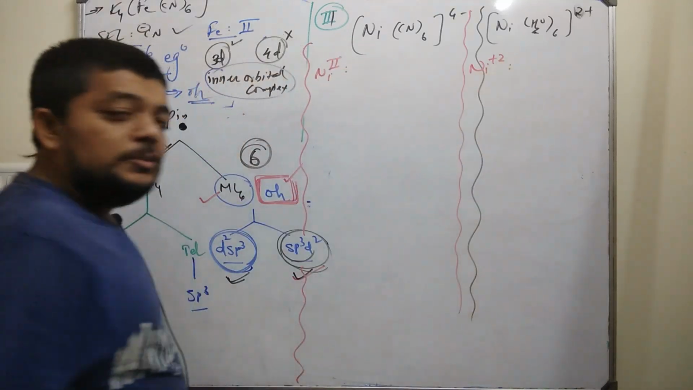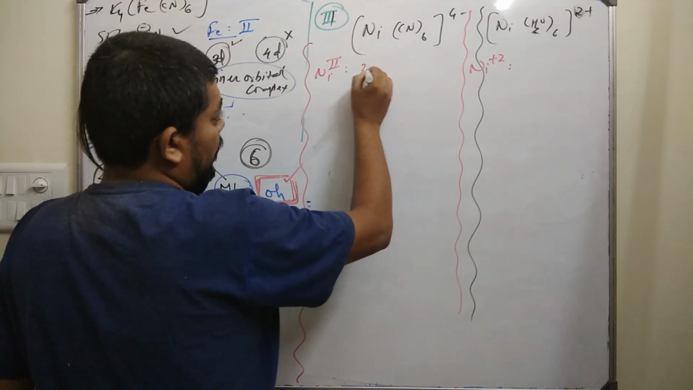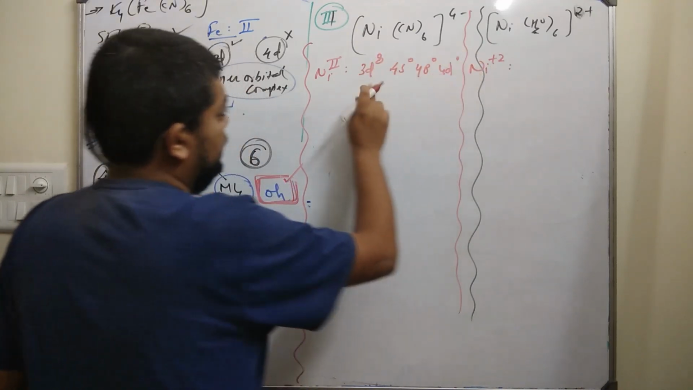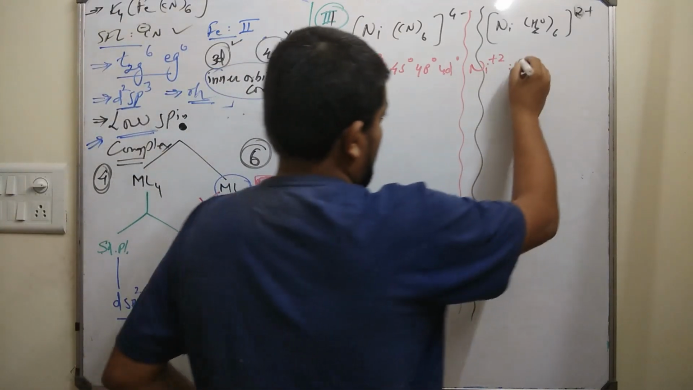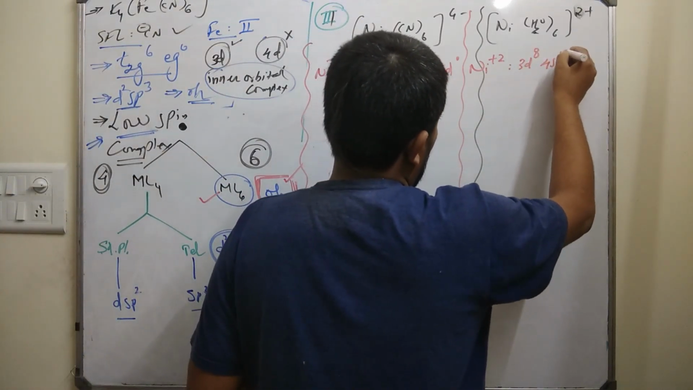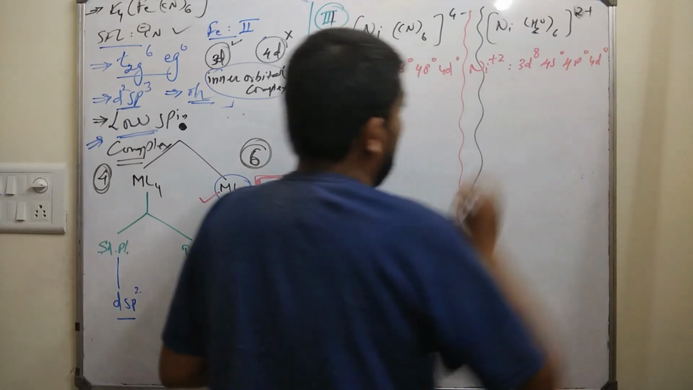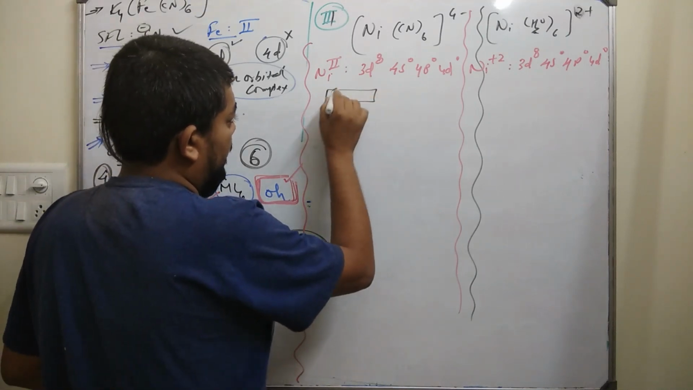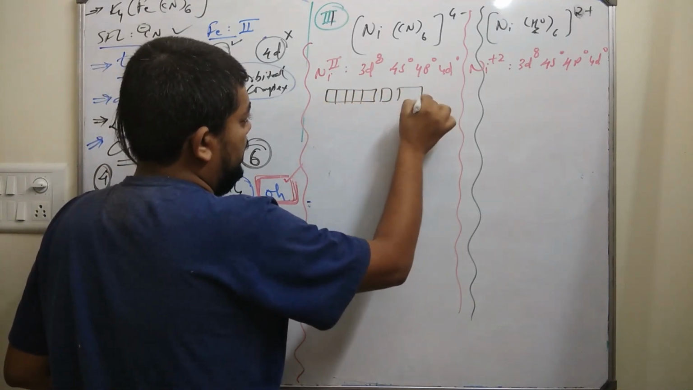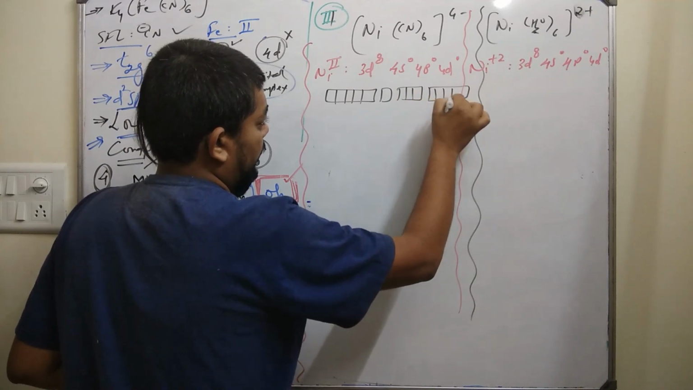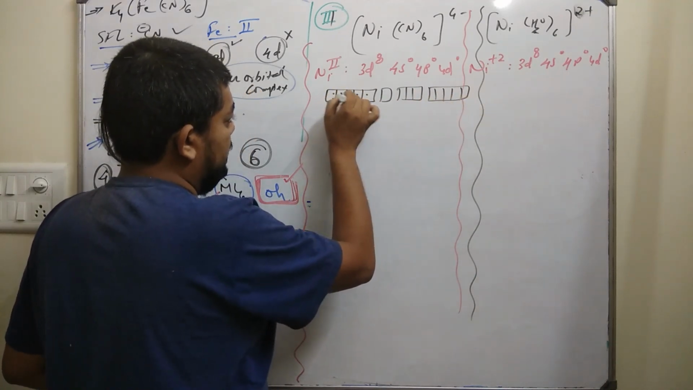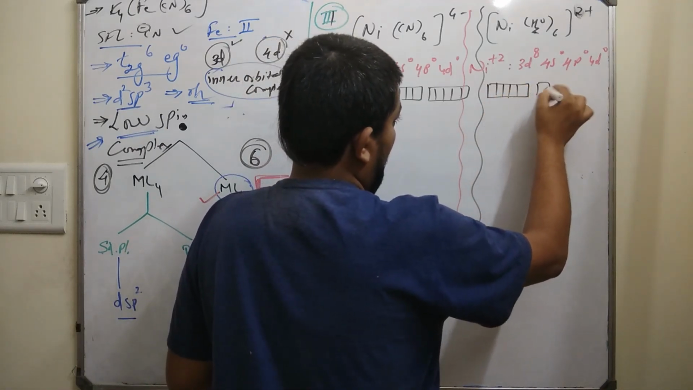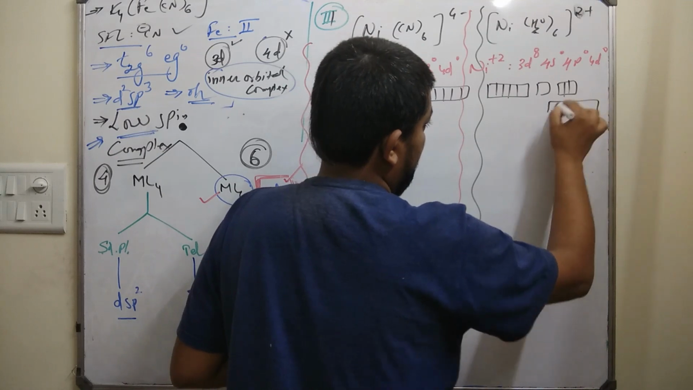If the oxidation state of nickel is +2 in both the cases, it will always be 3d8, 4s0, 4p0, 4d0. There is an argon present, don't worry. Again a 3d8, 4s0, 4p0, 4d0. Now be very precise. I have 8 electrons: 1, 2, 3, 4, 5, 6, 7, 8. Similarly over here I have 8 electrons to be placed.